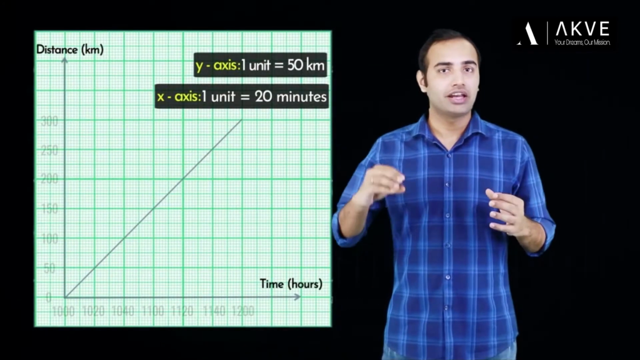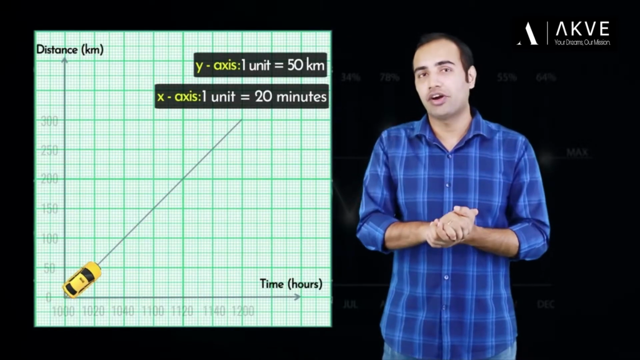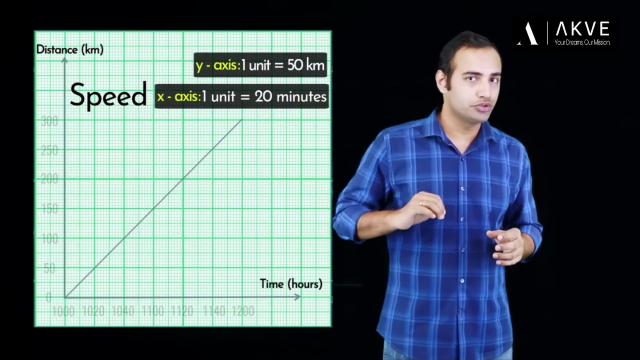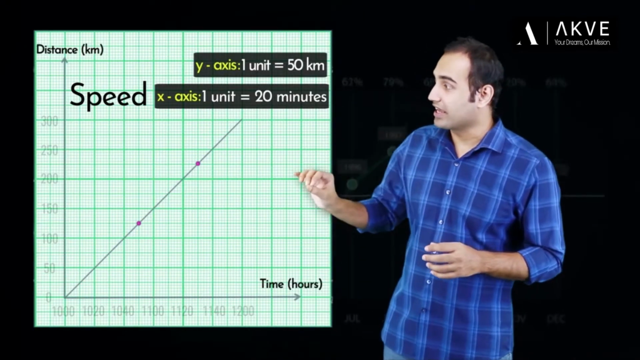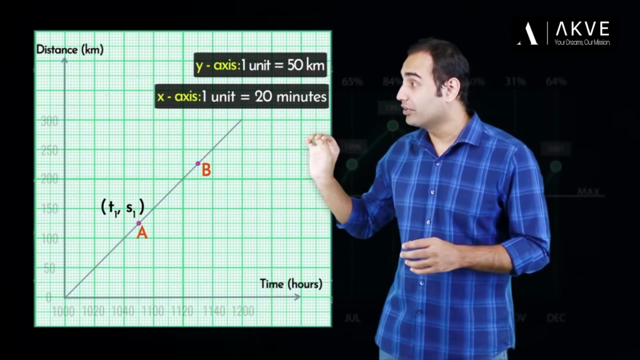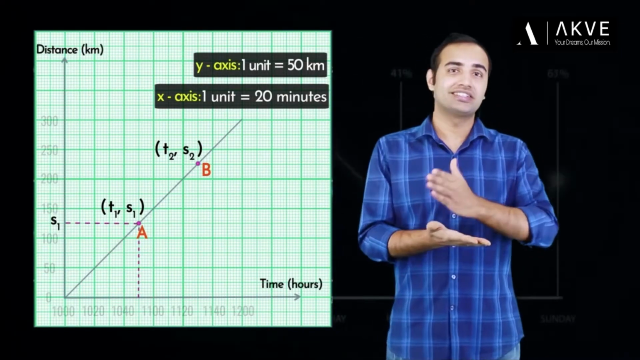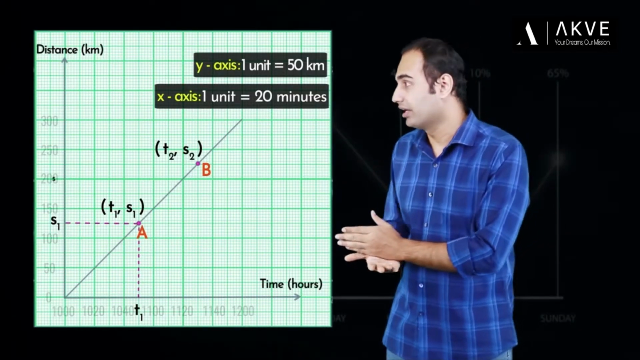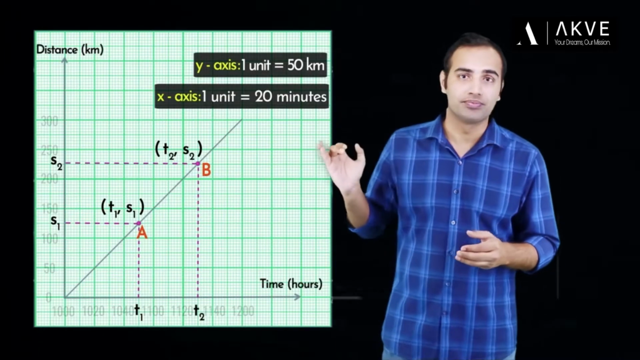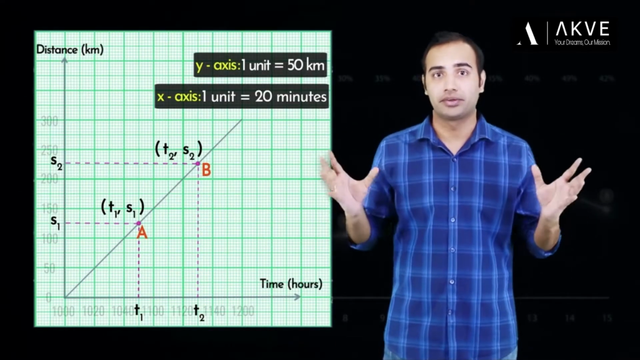Now what else do you think can we calculate from this graph? Well, it turns out we can also calculate the value of speed of our moving object. To do that, I'm going to choose two arbitrary points A and B on my straight line plot that represent (t1, s1) and (t2, s2) respectively. Now s1 is the distance covered at time equal to t1 and s2 is the distance covered by the car at time equal to t2. I've chosen these variables just to calculate the formula, so don't worry about it.